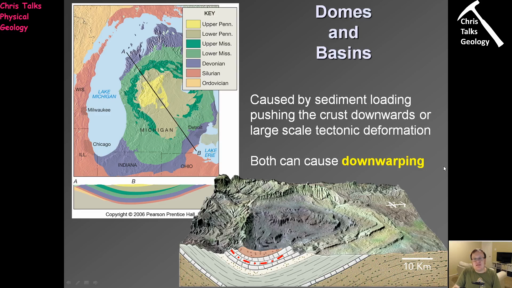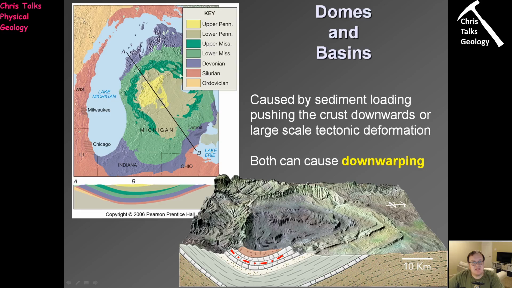Now, you can also get basins caused by tectonic processes, but the vast majority of basins are the result of down warping due to huge amounts of sediment being deposited in an area. So the classic example of a basin here is the Michigan Basin, and you can see it quite nicely. This is a really beautiful basin. And you can see, if you actually look at a geological map of Michigan, it actually looks like a bullseye, doesn't it?